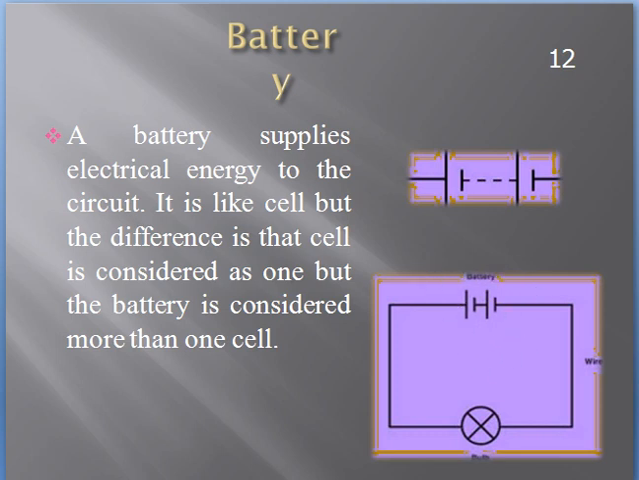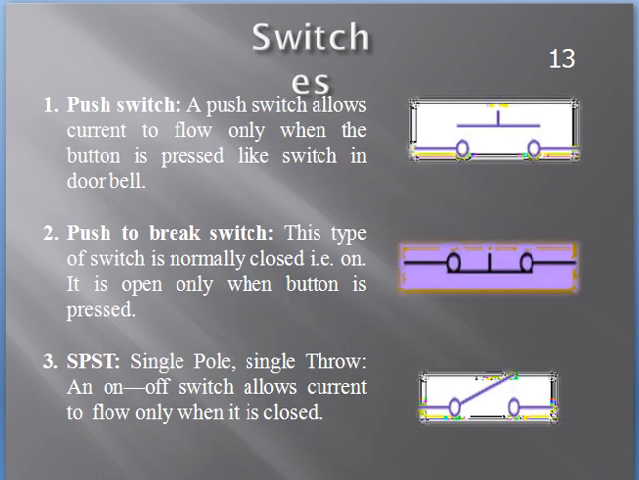Next, we will cover switches. Here you can see push switches, push to break switches, SPST single pole single throw, and double pole double throw switches are also available. This is a push switch which allows current to flow only when the button is pressed, like a doorbell switch. When the button is pressed, the switch becomes active.